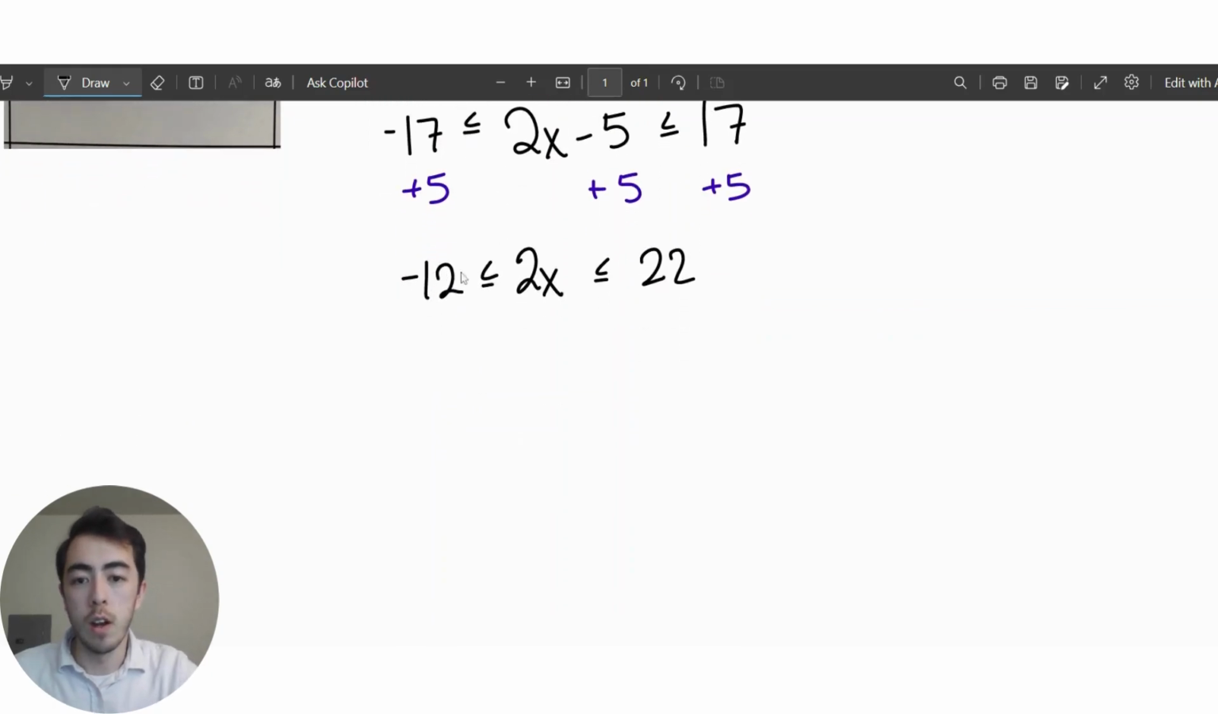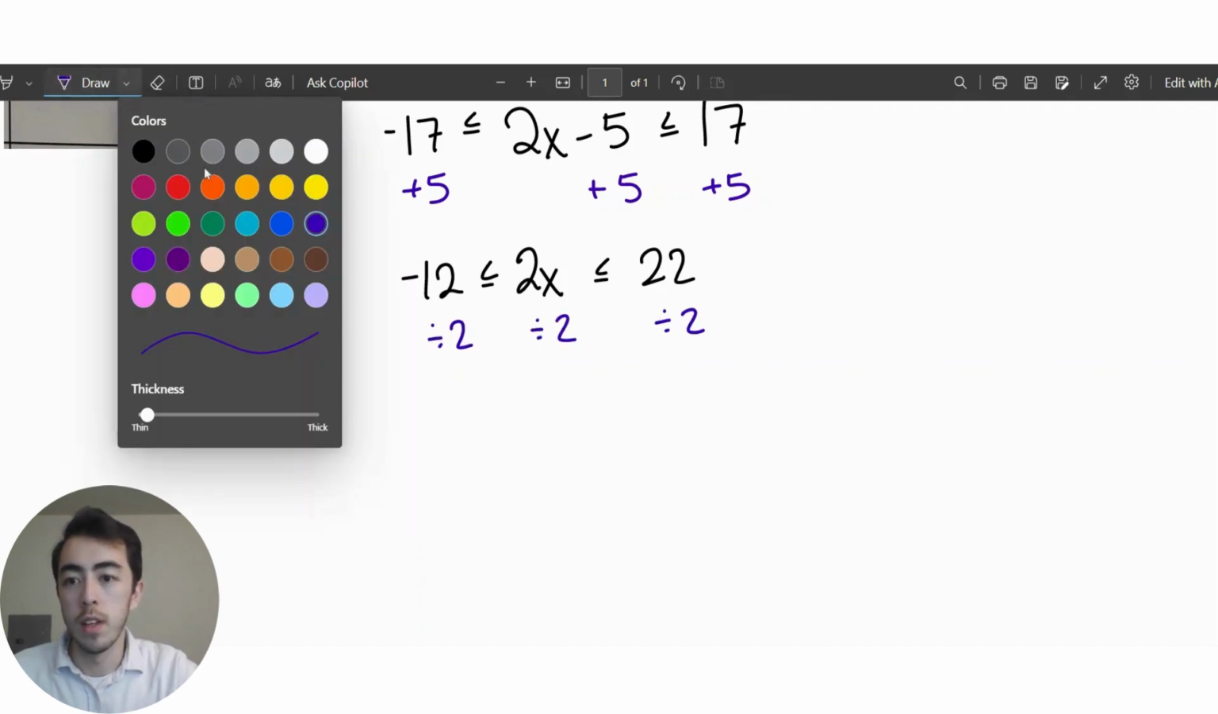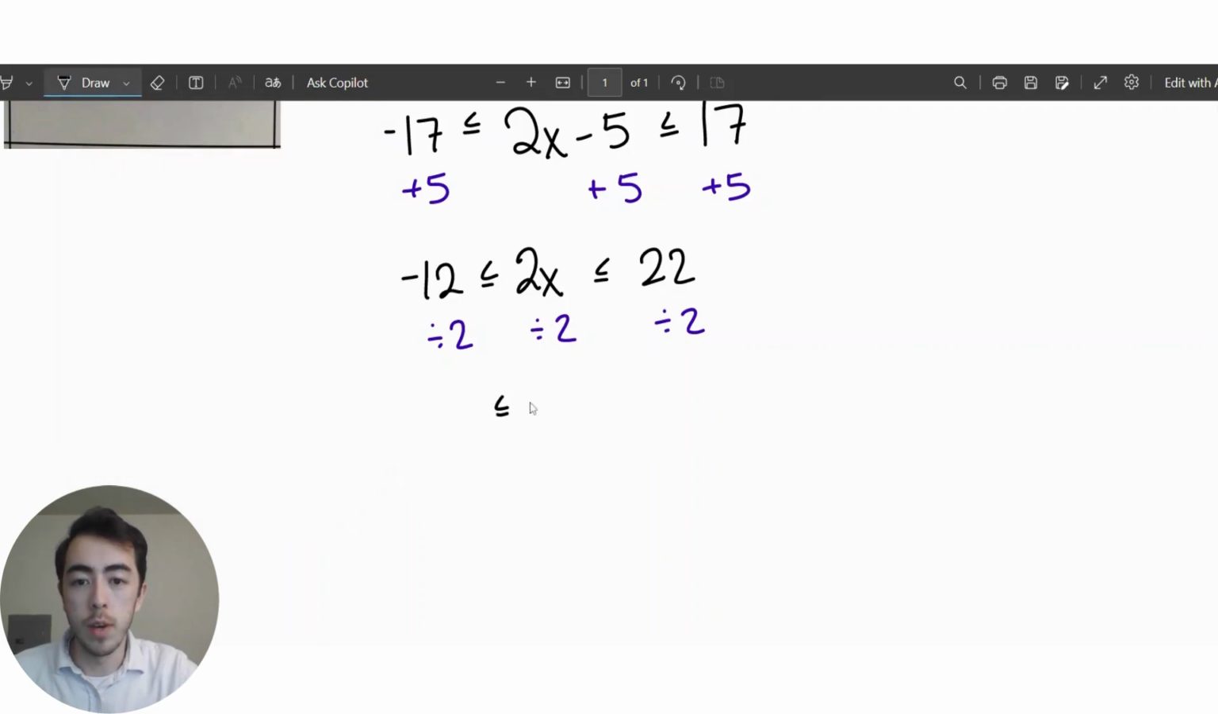Finally, I can divide all of these by 2. And I should write out all my steps so I can be super thorough. And I see in the middle, 2x divided by 2 is just an x. 22 divided by 2 is 11. And negative 12 divided by 2 is negative 6. So this is my interval right here.